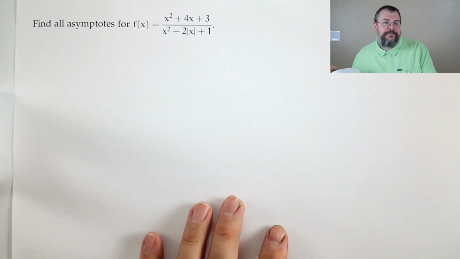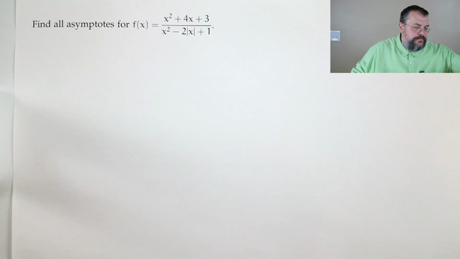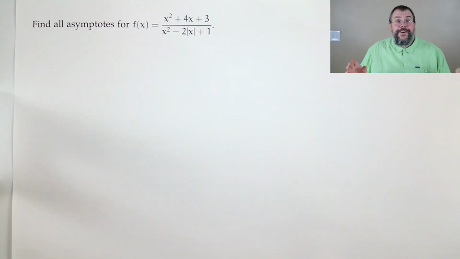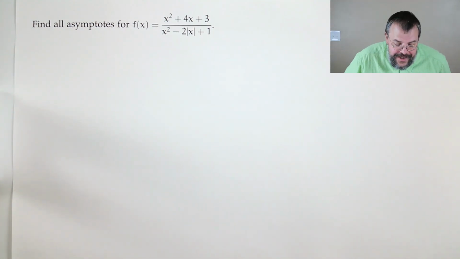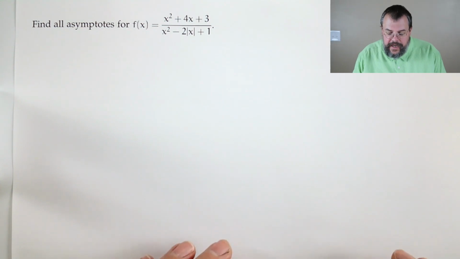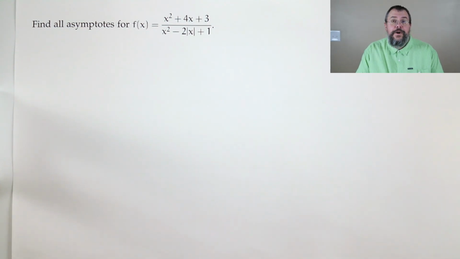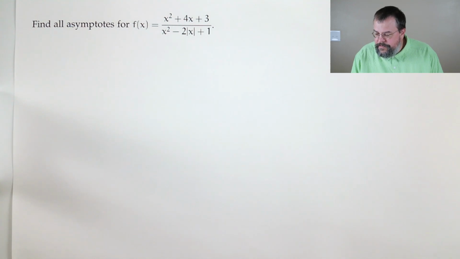All right. So, find all the asymptotes for the function f of x, which is x squared plus 4x plus 3 over x squared minus 2, absolute value of x plus 1. Aha. Cool. Now, we want to understand what's going on. In fact, we really want to dig into it.